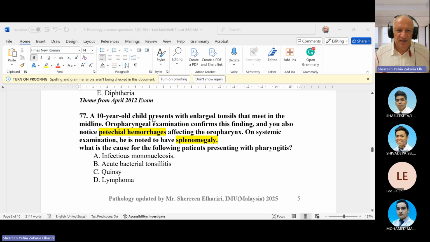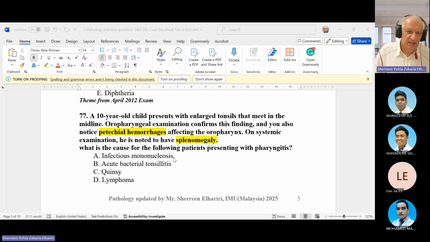A 10-year-old child presented with enlarged tonsils that meet in the midline, and pharyngeal examination confirmed the finding, with petechial hemorrhage affecting the oropharynx. On systematic examination, he was noted to have splenomegaly. Of course, we know that the tonsil is part of the lymphatic system, or reticuloendothelial system, or lymphoreticular system. The spleen is the same. So we found the spleen enlarged, sometimes the liver, jaundice, and the lymph nodes and tonsils. So this gives a picture of infectious mononucleosis.